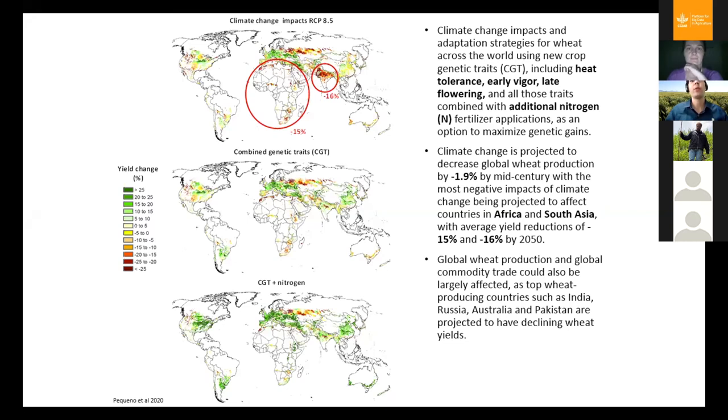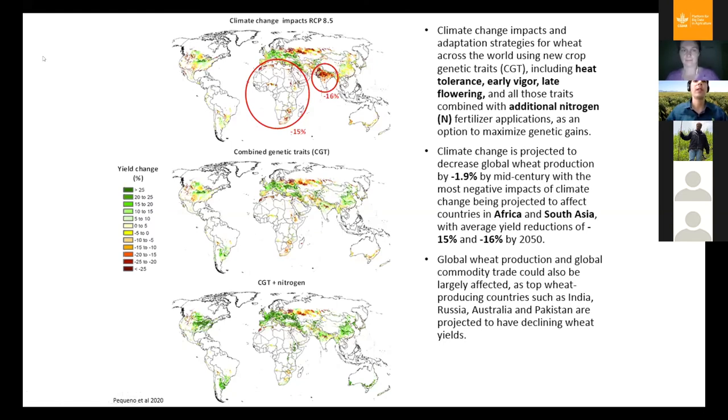Using those three crop models, you can see the heat tolerance, and in the middle of the map you have the combined genetic traits. So we have heat tolerance, early vigor, and late flowering, and additional nitrogen fertilizer application as an option to maximize genetic gains. You can see that in some areas the genetic traits work, but in some areas it's not very effective. Why? Because the environment has an interaction with the genetics, the G by E interaction, and management also plays a big role in where we put what cultivar and what trait we need to focus on.